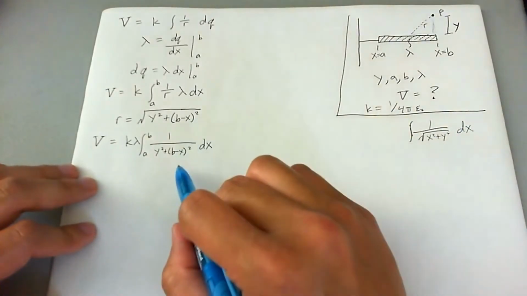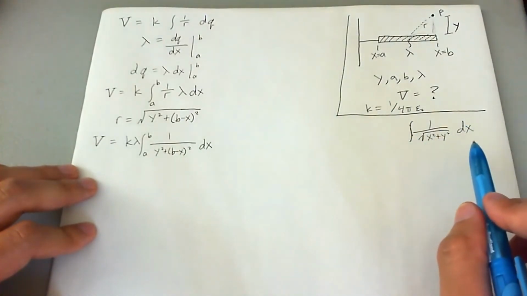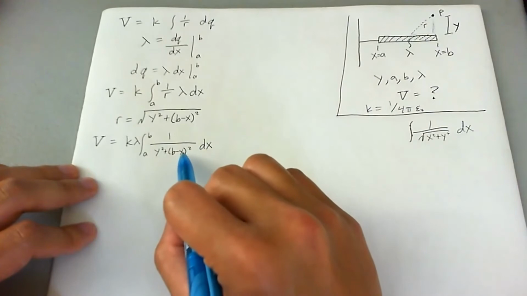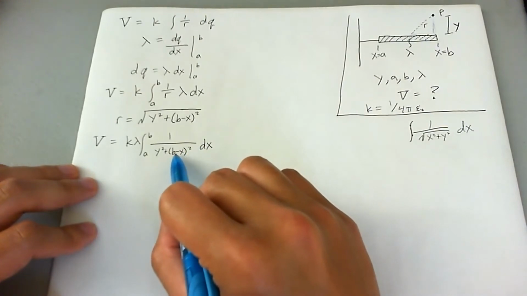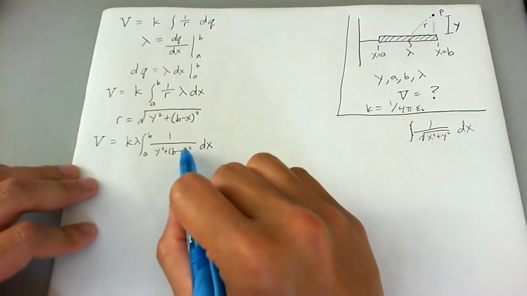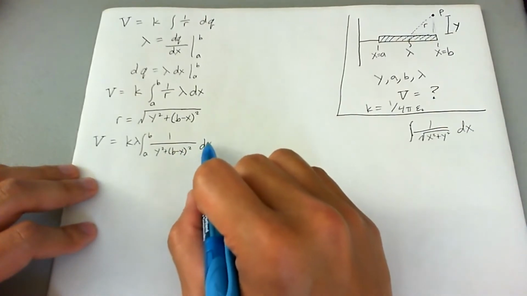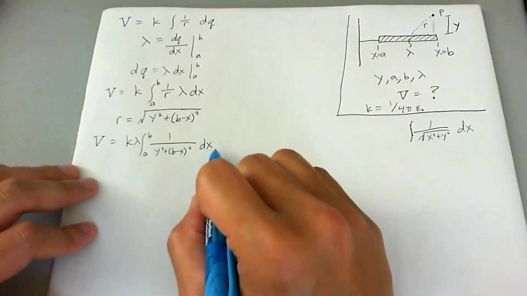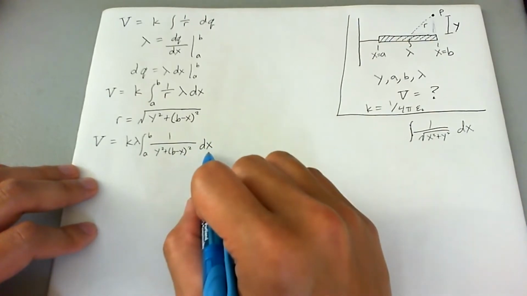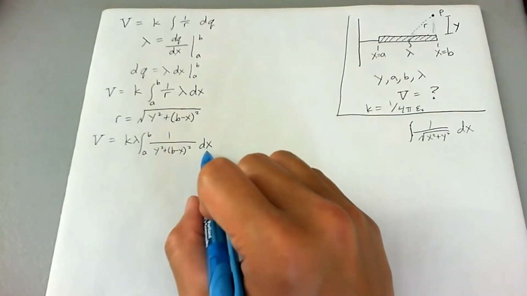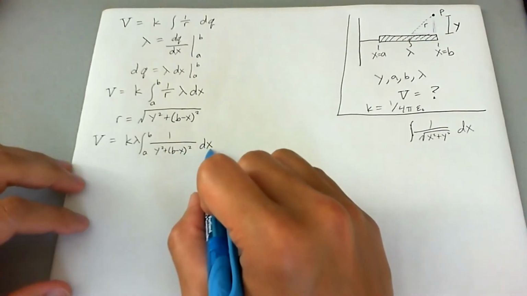Now, the problem is getting this to look like something like that. The problem here is that we have the variable x nestled in with b, and it's also squared. Here we just have dx. There's no b minus x. So we're just going to do a variable substitution so that we can get dx.